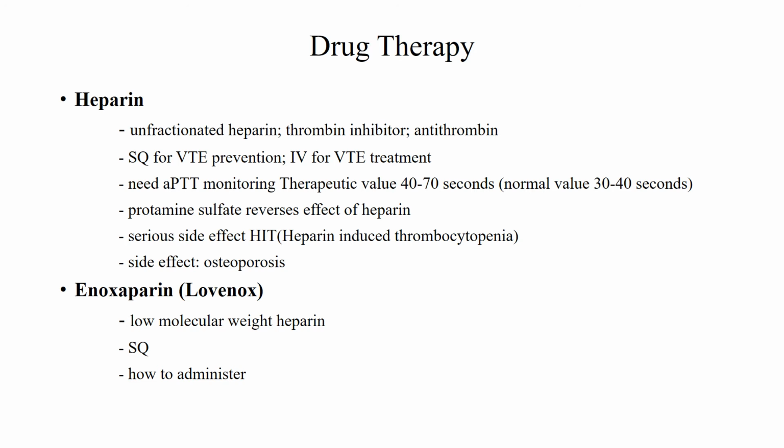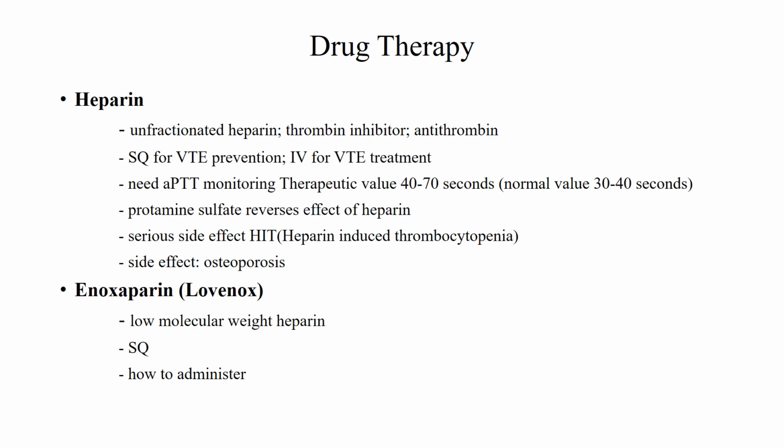One serious side effect of heparin is heparin-induced thrombocytopenia. So heparin-induced thrombocytopenia is an immune reaction to heparin causing severe reduction in platelets. It is diagnosed by measuring heparin antibodies. So the treatment for this is to stop the heparin and give non-heparin anticoagulants such as Arixtra. Another side effect of heparin is osteoporosis.